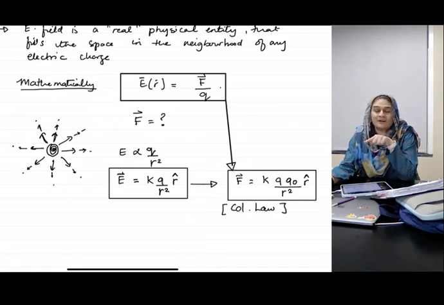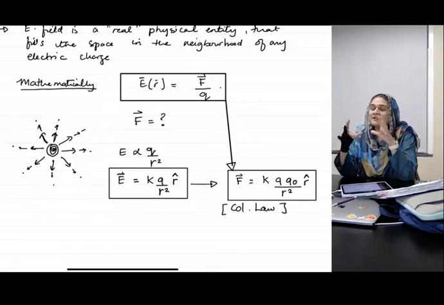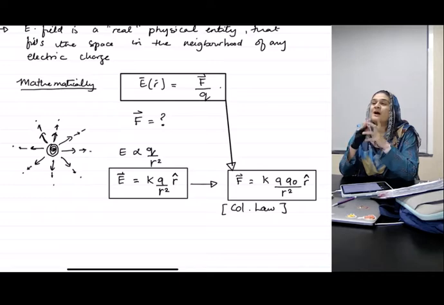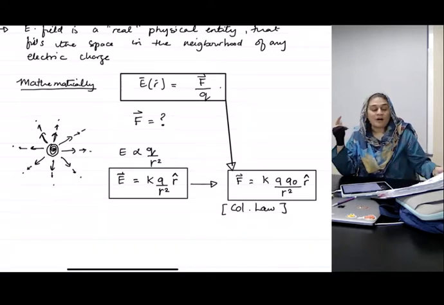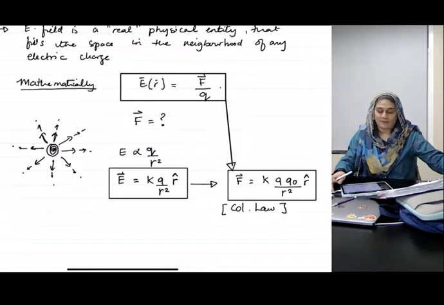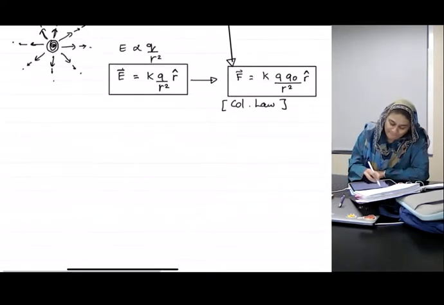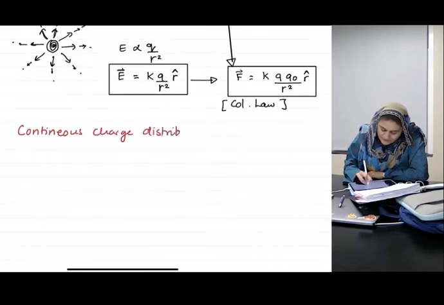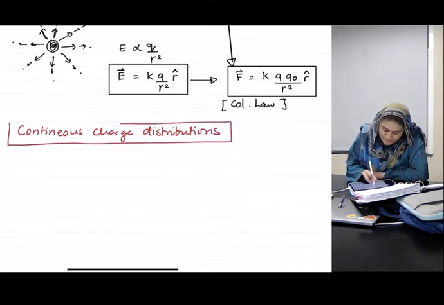It is very rare for you to have an isolated charge. In general, you have many charges that are sitting around all together. So how do you account for that? There are 4 things that we are going to talk about. Continuous charge distributions.